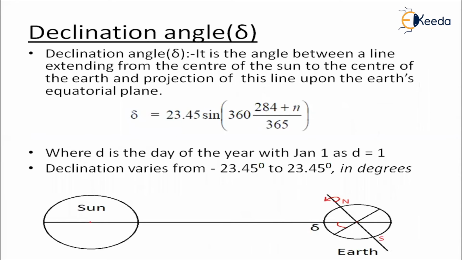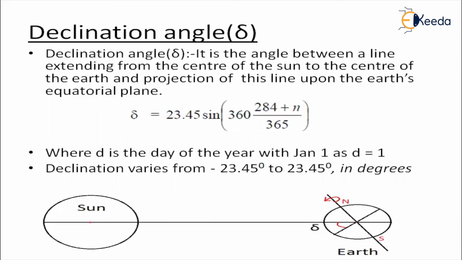Declination angle. Declination angle is the angle between a line extending from the center of the sun to the center of the earth and the projection of this line upon the equatorial plane. Usually we say that the earth is inclined a little bit. That inclination angle is 23 degrees. Accurately, it is 23.45 degrees.